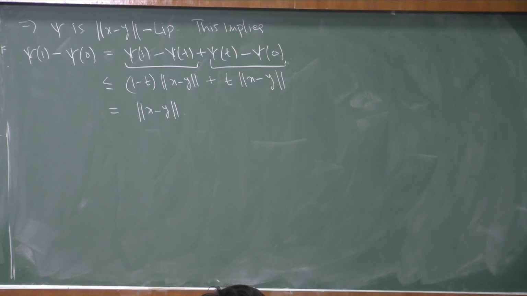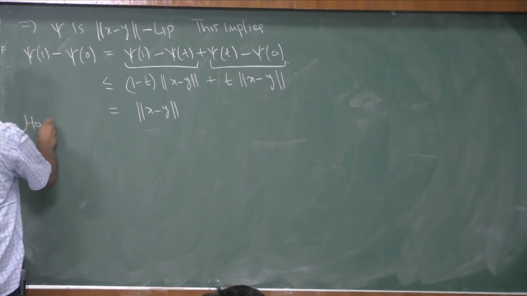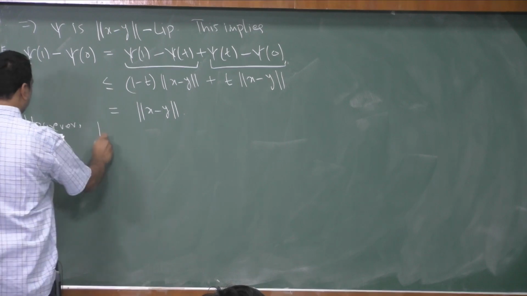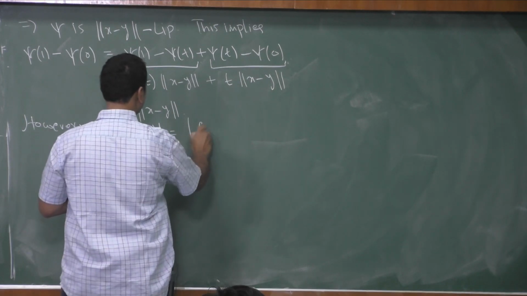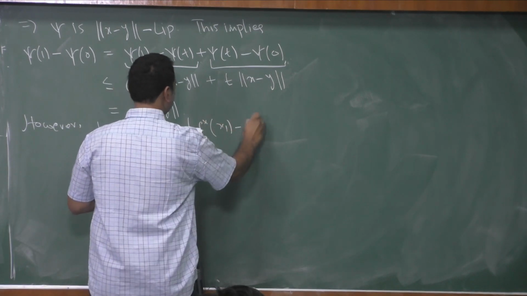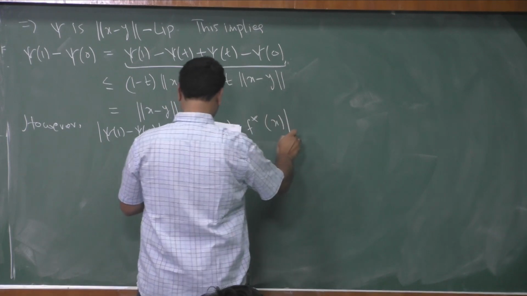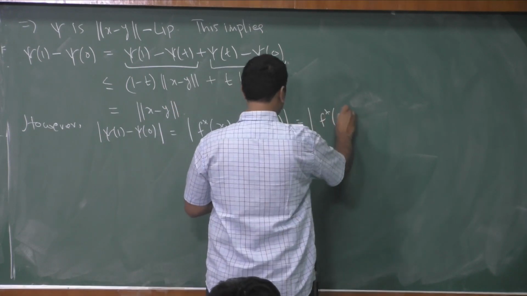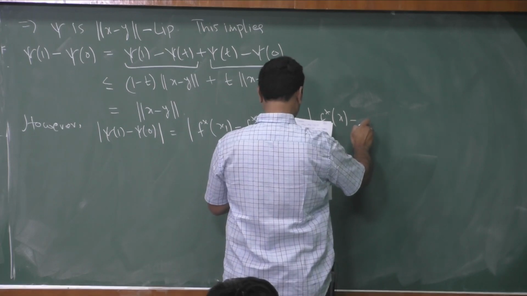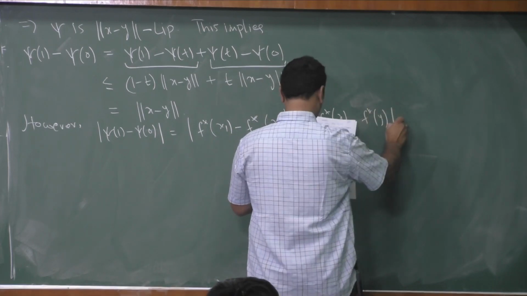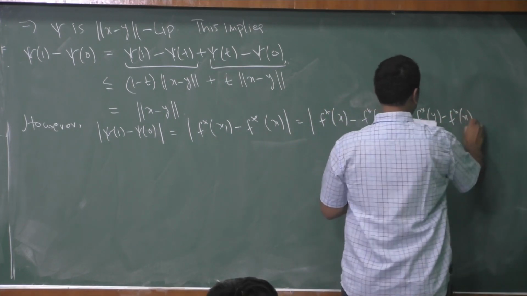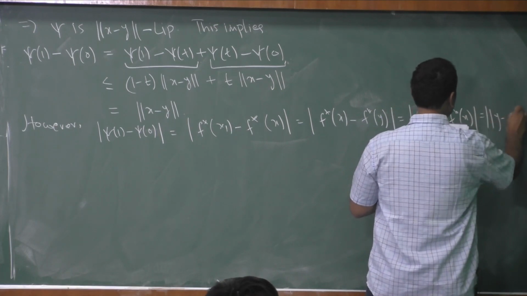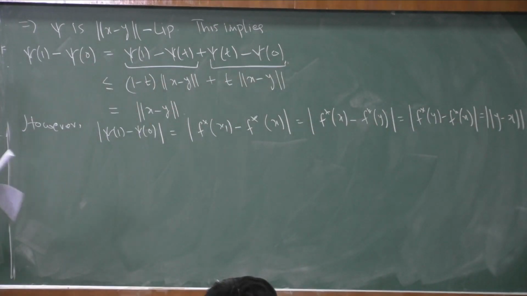However, what we have is psi 1 minus psi 0 is, by definition, f star x1 minus f star x, and this is f star x minus f star y, and I can reverse this, so f star y minus f star x, and this is equal to norm y minus x. So this comes directly from the definitions that we have of psi 1.